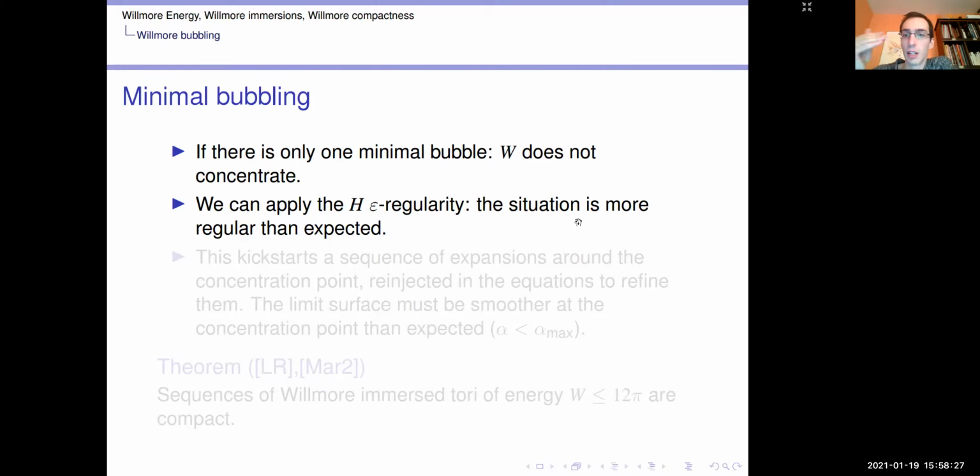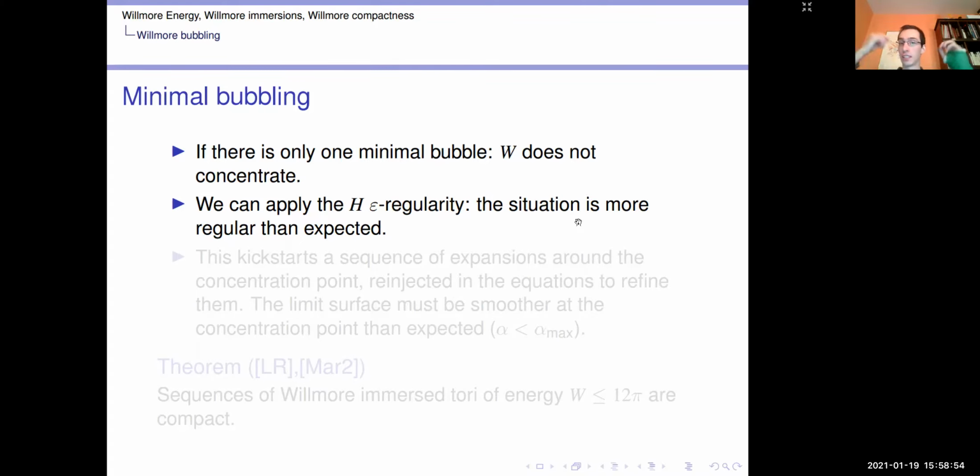So this means that I have something which is more regular than expected because I have those estimates on nabla phi. And thanks to those estimates on nabla phi, I will be able to start an expansion for the immersion. This expansion will be injected into the Willmore equation, the equation in S, R, and phi, until I get an expansion which is refined, which is to a higher order.